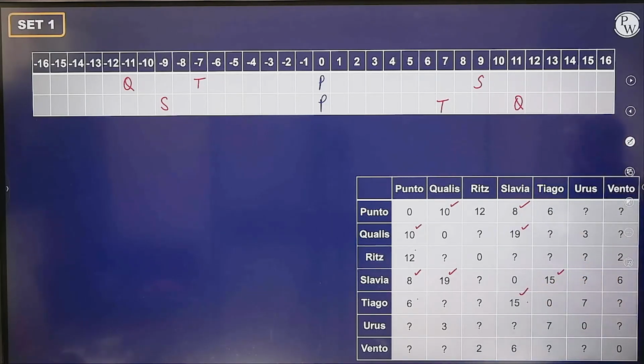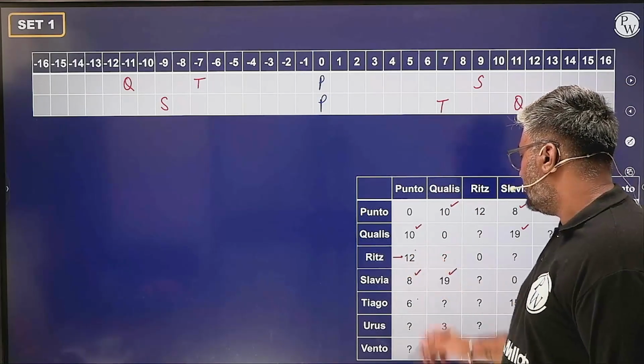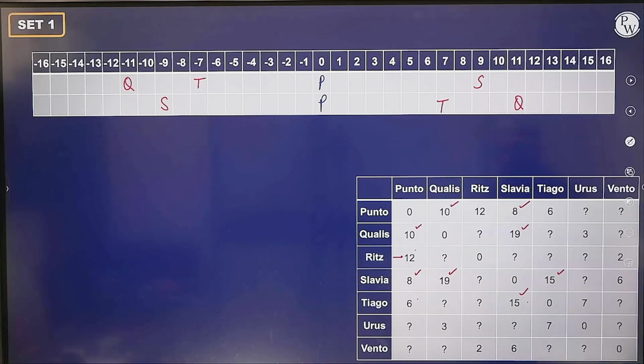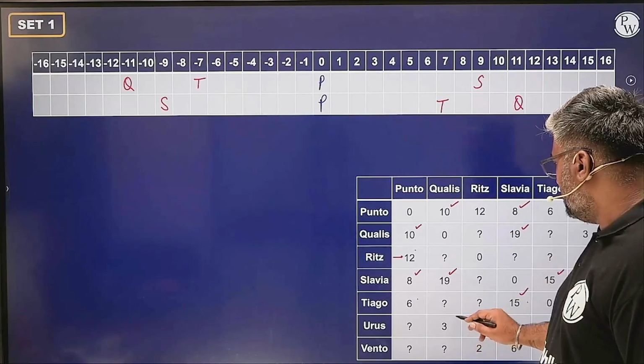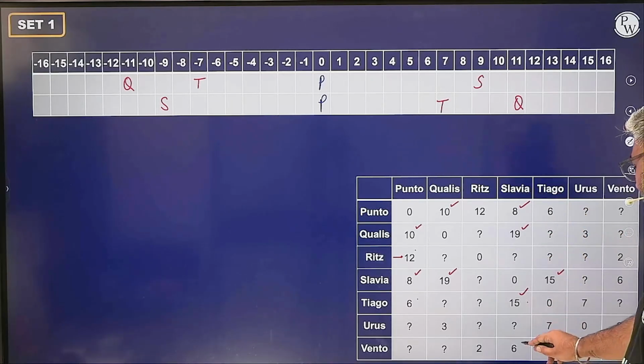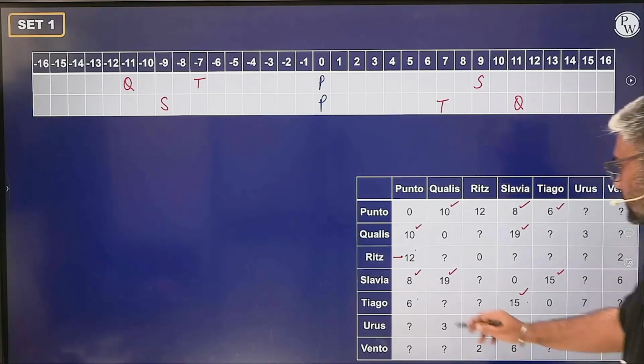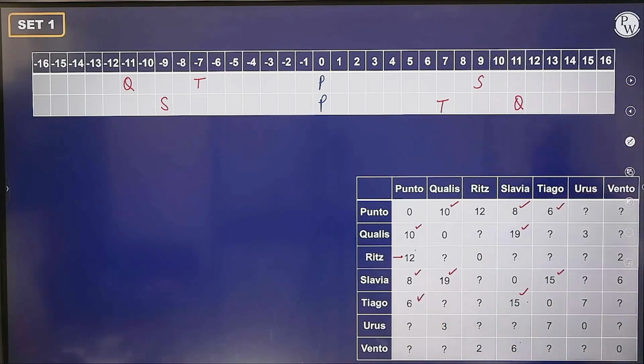Okay, what else do we have? So with Punto, I think we have Ritz left. We're going to wait for Ritz. With Qualis, we have Urus. We're going to wait with that. With Slavia, what else do we have? We have a Vento. With Tiago, we have a Punto. This is also done. Tiago and Punto 6 is done.